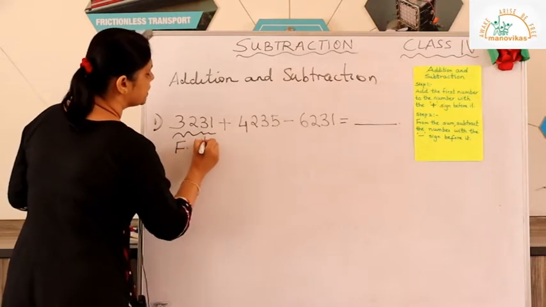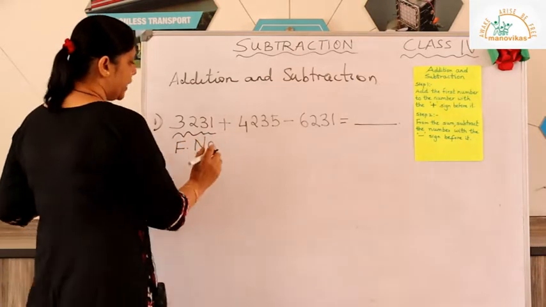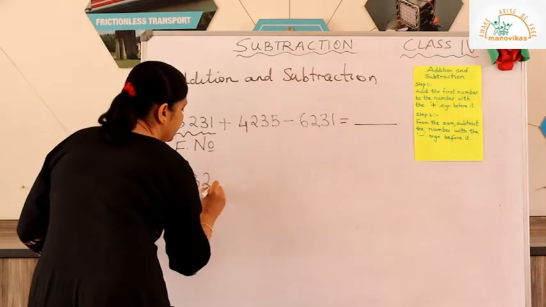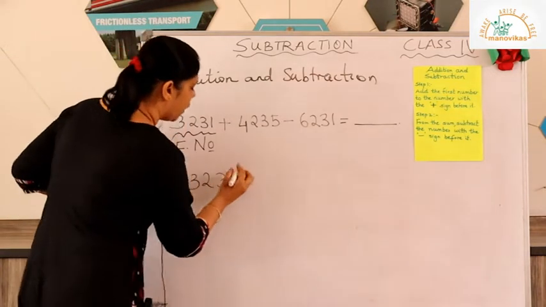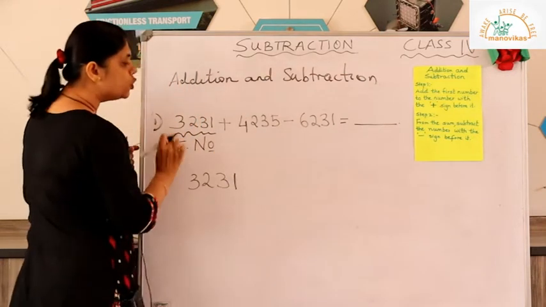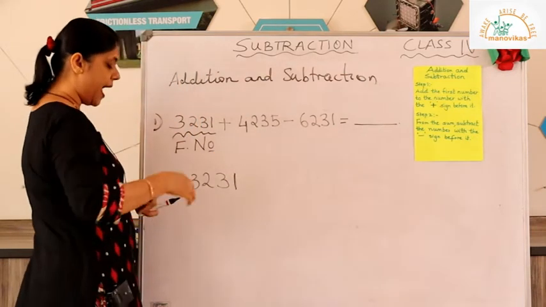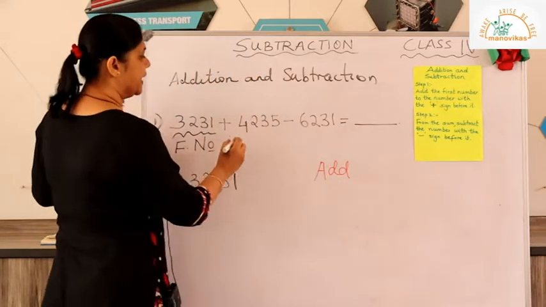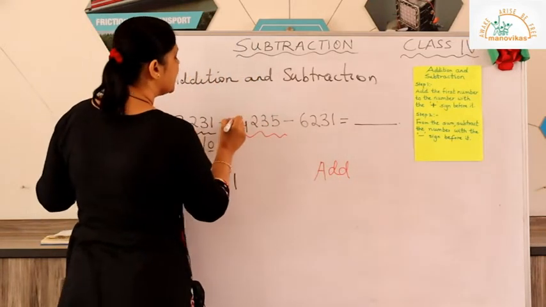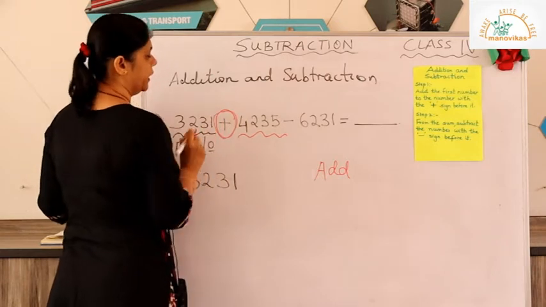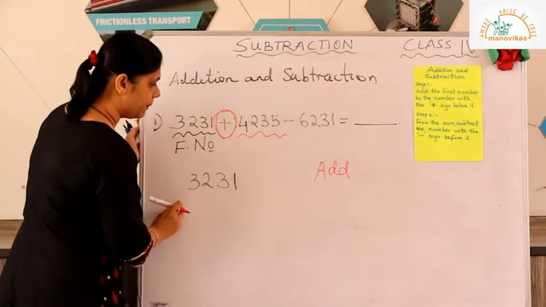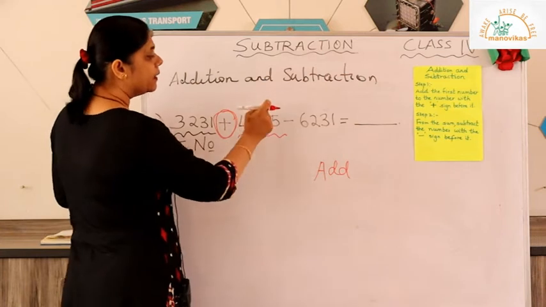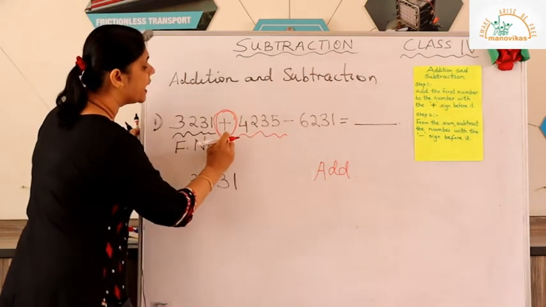3231, right? So this is my first number. So let me write it down. Now, according to the first step, to this first number, add the number which has the plus sign before it. Okay, to the first number we will add the number which has plus sign before it.